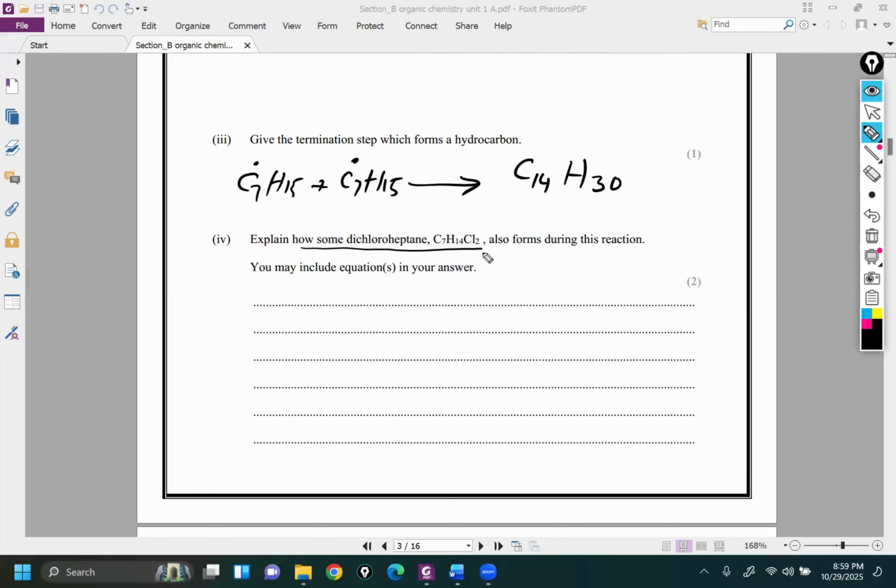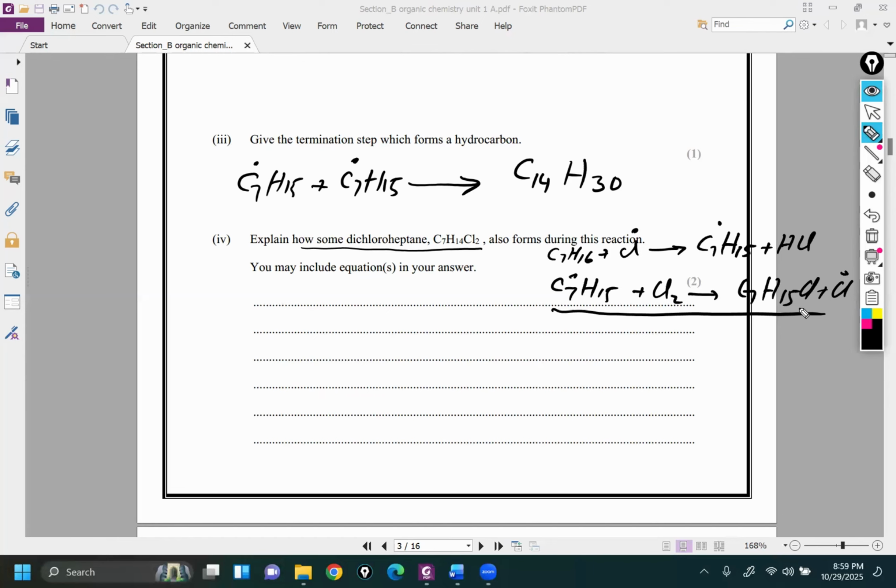So see here, the equation which we just wrote before, I will quickly write to recall you. C7H16 plus chlorine free radical, the propagation step I'm writing again. So C7H15 free radical plus HCl forms. Then the C7H15 free radical reacts with a chlorine molecule and we get C7H15Cl plus chlorine free radical. Now, this is only chloroheptane forming. They are asking now dichloroheptane.